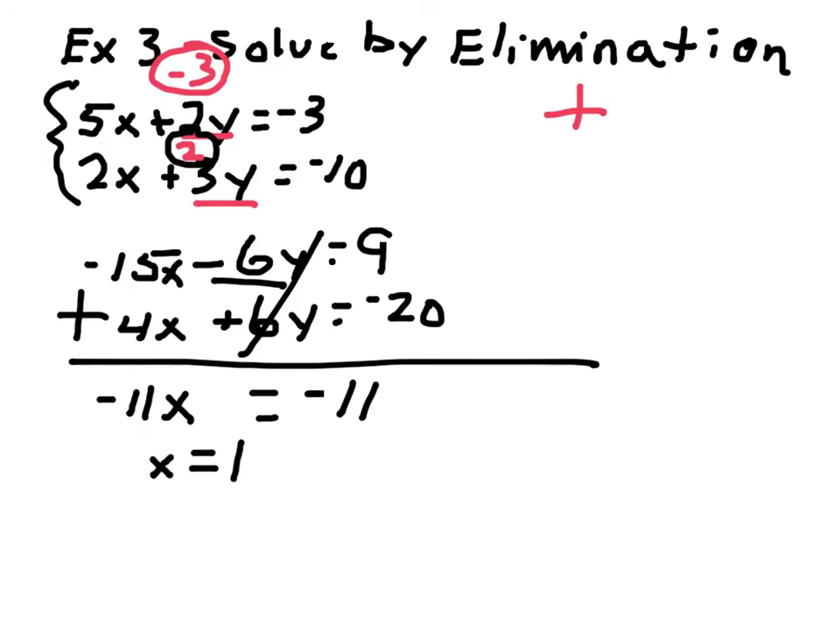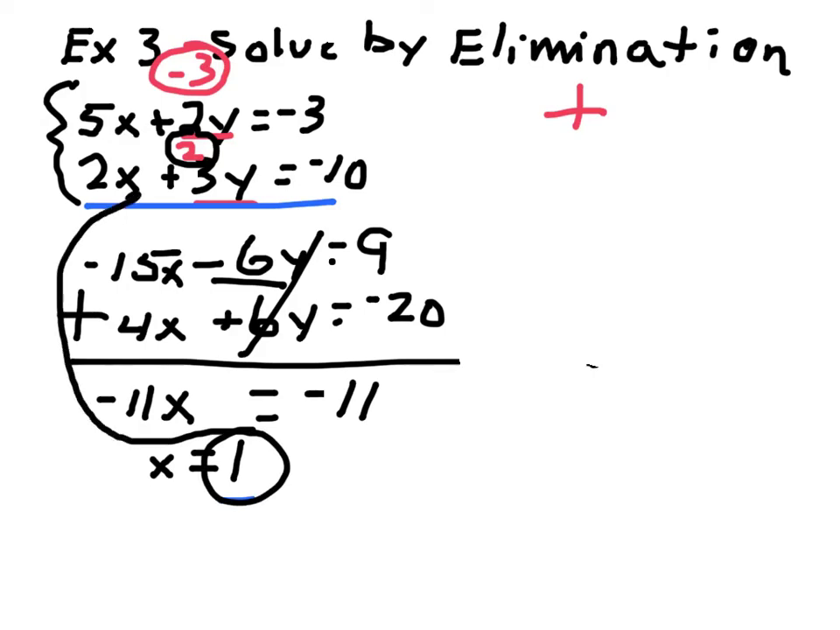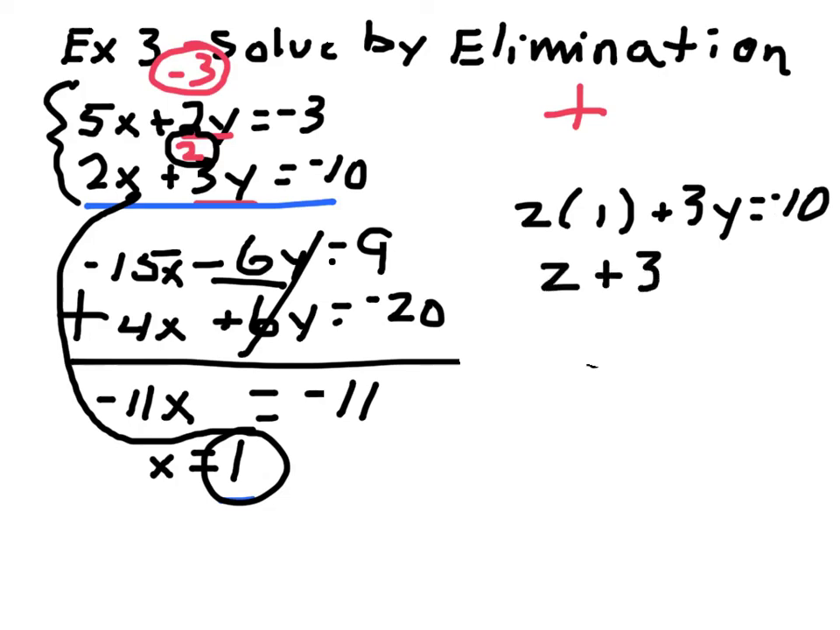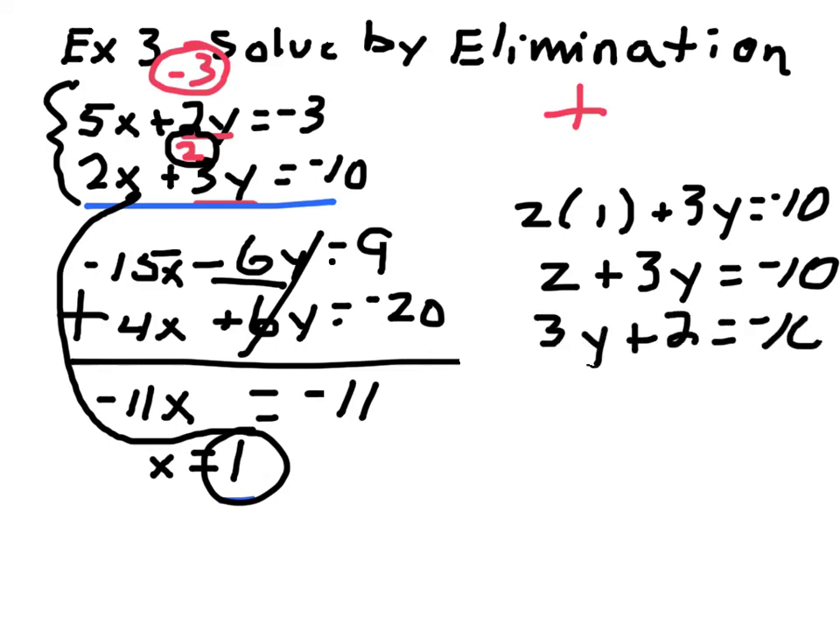Now pick one of the equations to substitute 1 in for x and solve it. I'm going to use the second one. All right, so I'm going to substitute 1 in for x right there. So I have 2 times 1 plus 3y equals a negative 10. So 2 plus 3y equals a negative 10. Or in other words, 3y plus 2 equals a negative 10, just by rearranging it.